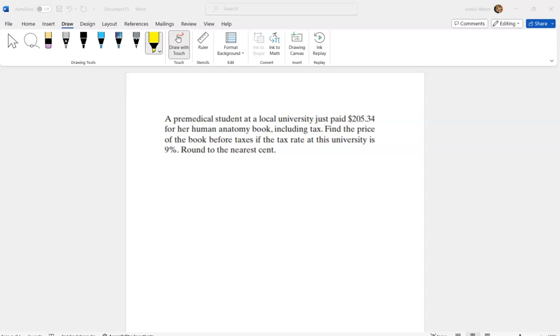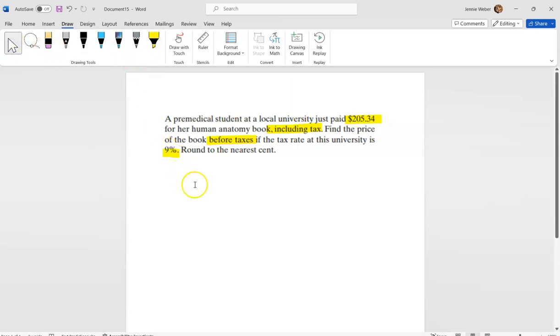So what do we know from this problem? Well, we know the total price, but this is including tax, and we know the tax rate. And we want to find the total pre-tax. So how do we do tax? Well, to figure out how much tax is, you take the price of the book.